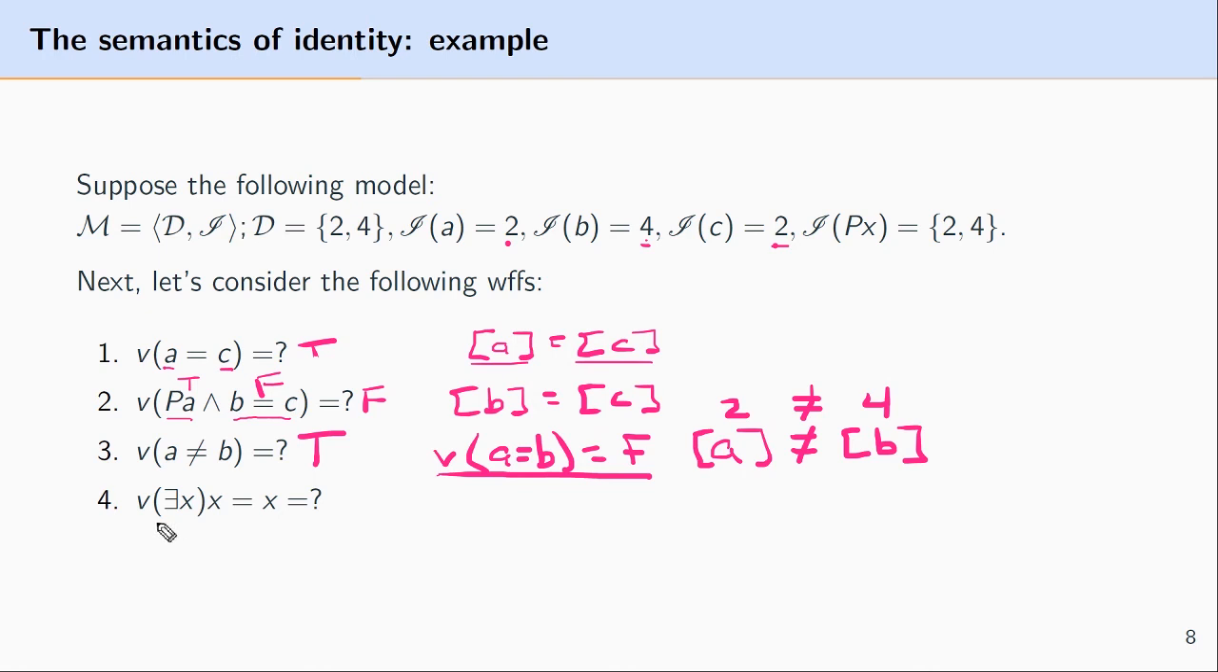Lastly, let's look at the formula: there exists an X such that X is equal to X. Now, there are a couple of ways of talking about how to determine the truth value of quantified formulas, but I'm going to take a really simple route here, given this particular model. This formula we can say is true provided there is some name we can substitute for X right there. So if B equals B is true, or C equals C is true, or A equals A is true, then the formula ∃x x equals x is true. We'll note that if we replace X with A, we find that A equals A is true. And since A equals A is true, it's also true to say that there is something that is identical to itself.